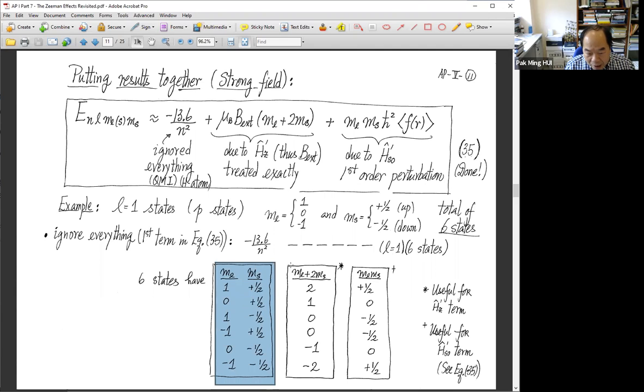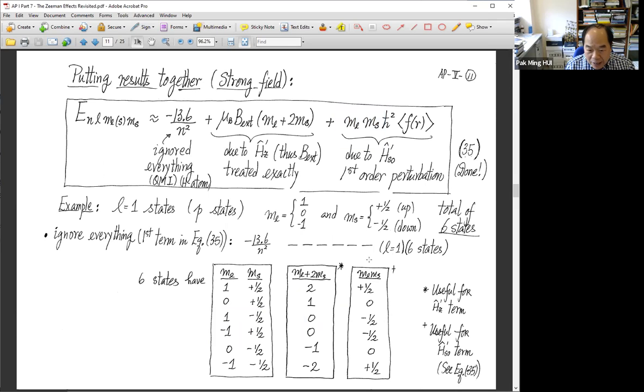Now we prepare ourselves. We need this particular combination, ML plus 2 MS. It's easy. You just calculate what this is, and then I list them out here. Just to call your attention, there are 2 different states in this labeling that give us the same value of ML plus 2 MS, 0, 0 here for 2 different cases. And then we have this combination, product.